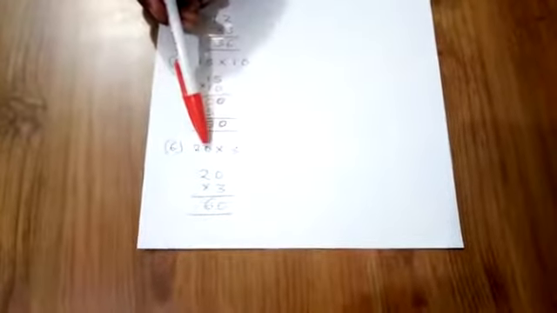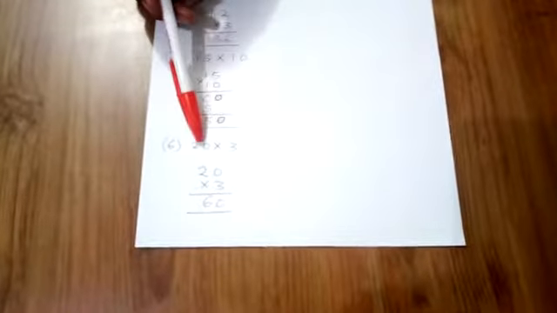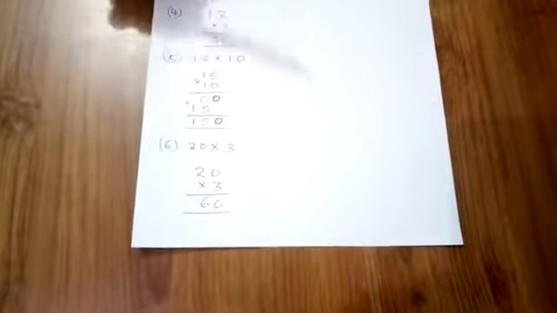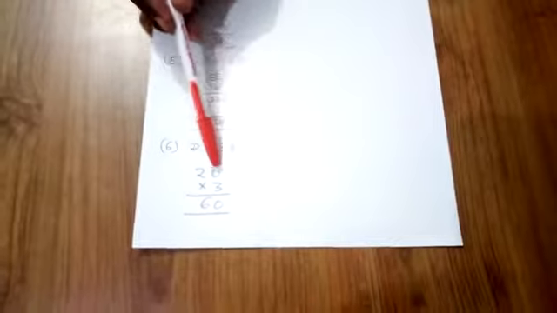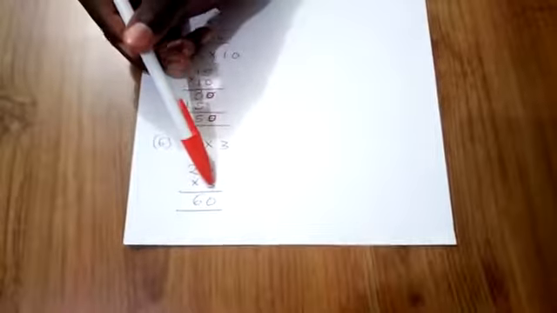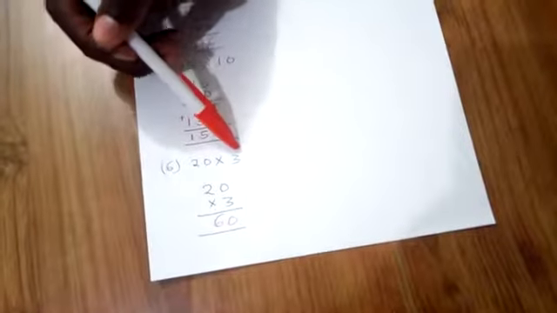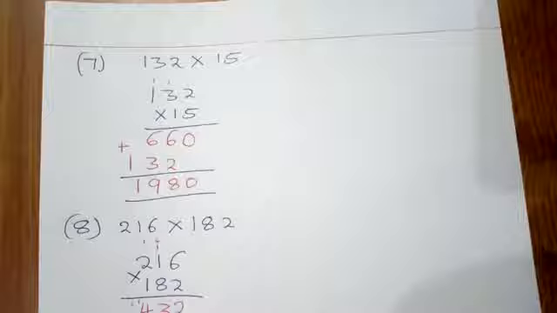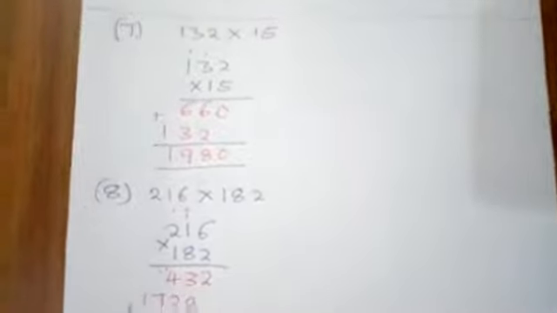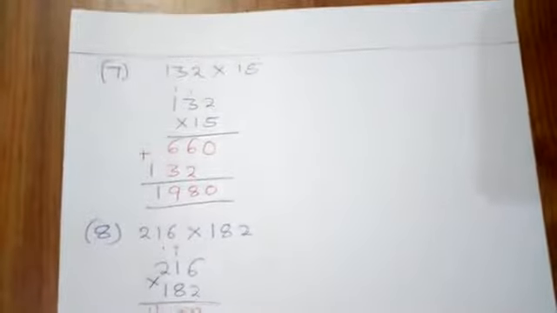Our next example is 20 times 3. 2 digits multiplied by 1 digit, already arranged in a vertical way. So we start 0 times 3, which is 0. Then 2 times 3 is 6. So 20 times 3 will give us 60. So we are moving. I hope we are moving well.